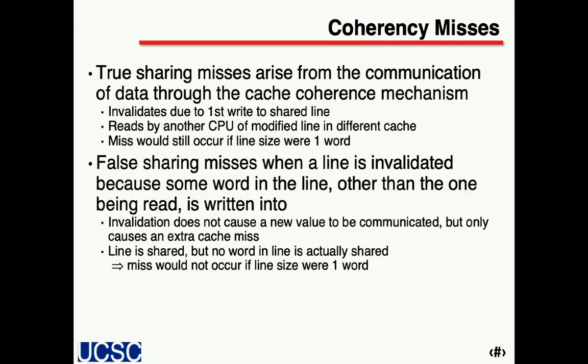If we want to get technical about how we distinguish these two, it's true sharing if the coherence traffic will still happen if we reduce the granularity of cache coherence down to a single word. Basically, false sharing is a byproduct of the fact that our coherence granularity is greater than our access granularity. If that's the case, that can cause false sharing. If those two are the same and there's still coherence traffic, that's true sharing.